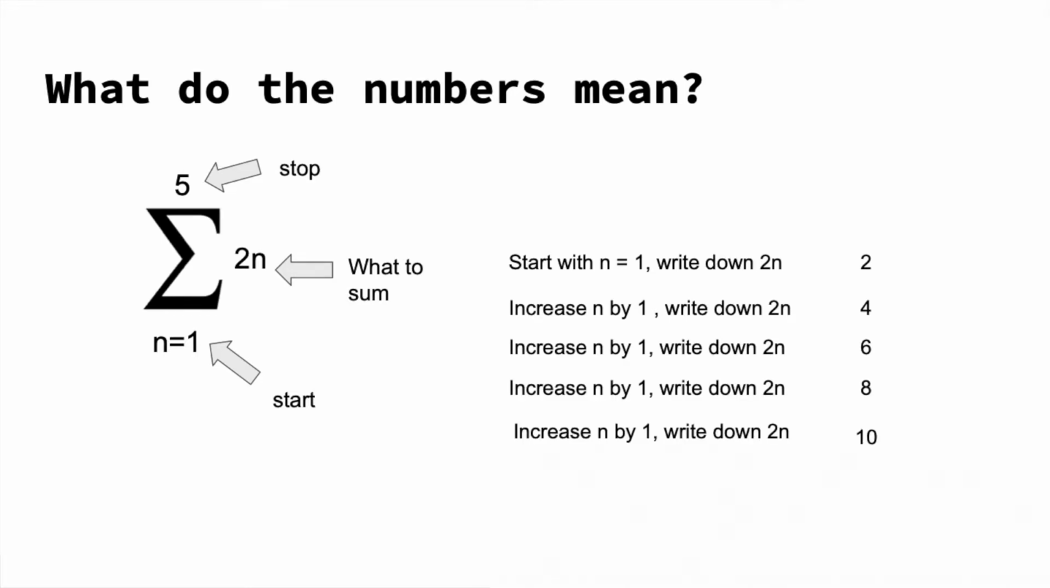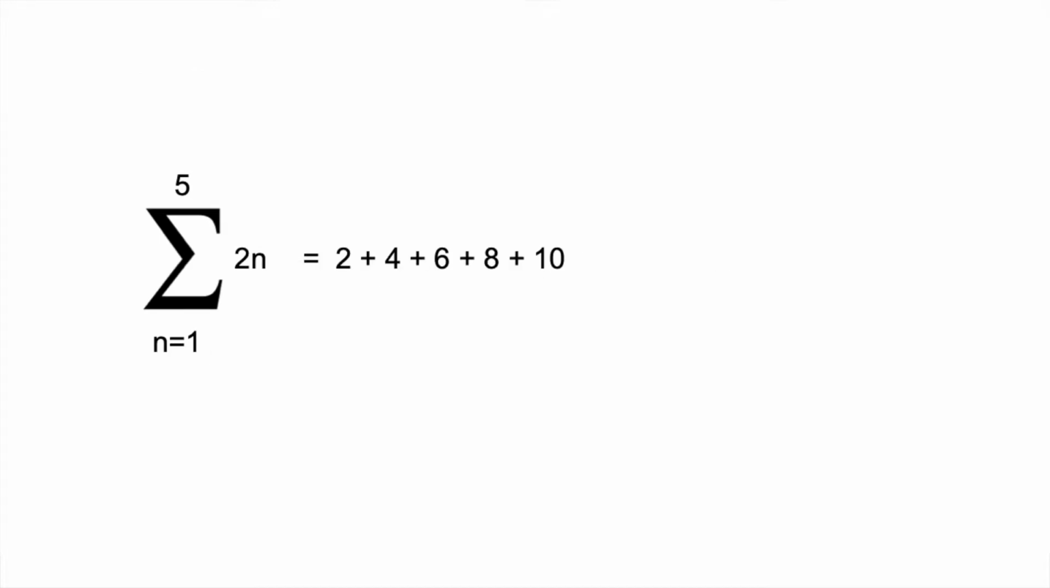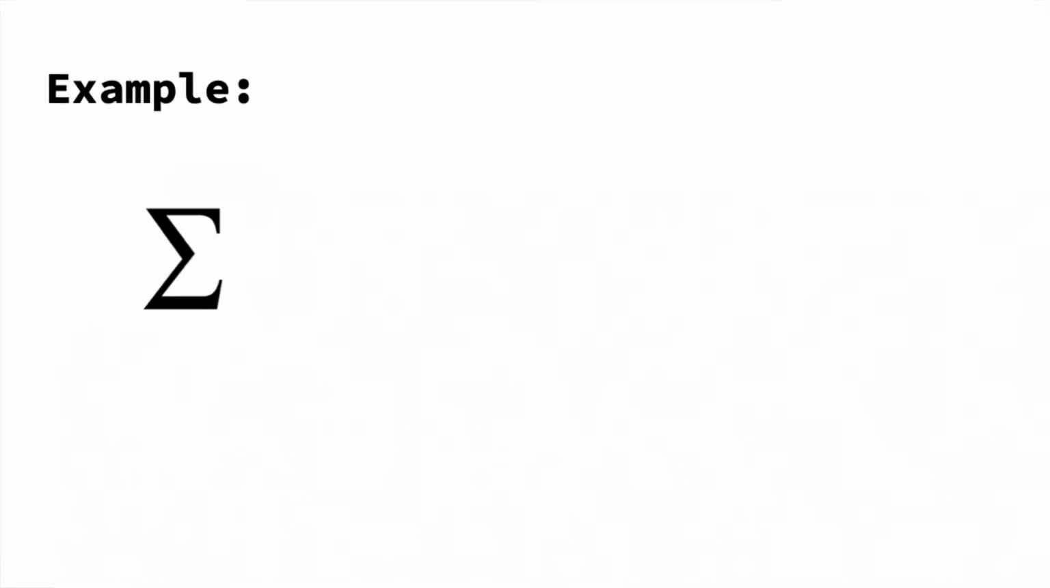We then sum up all the values we wrote down, which is 2 plus 4 plus 6 plus 8 plus 10. So this big sigma just equals 2 plus 4 plus 6 plus 8 plus 10, and we can easily find the sum. Let's do another example, which is a little bit more complex.